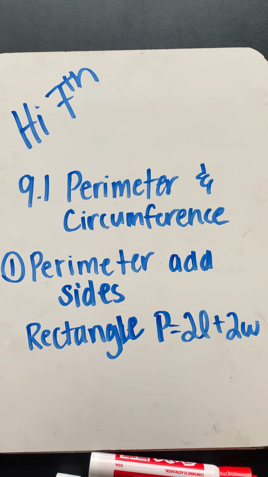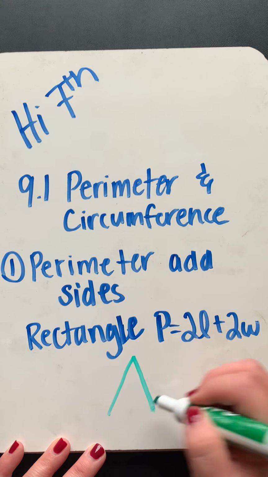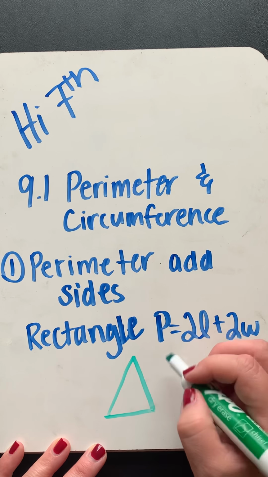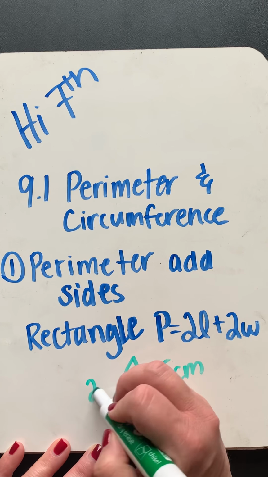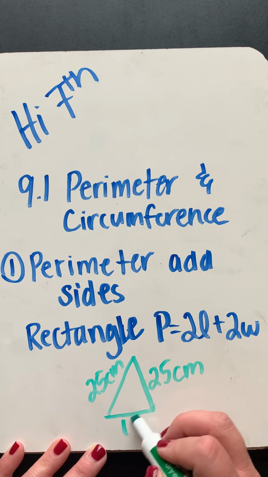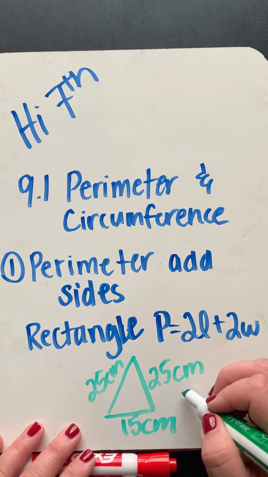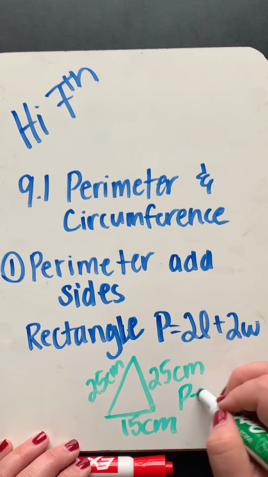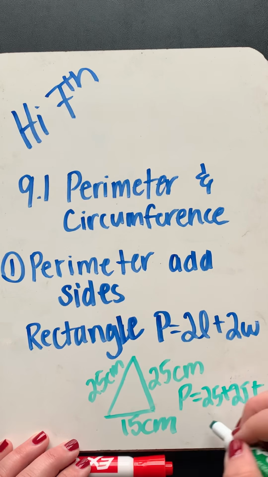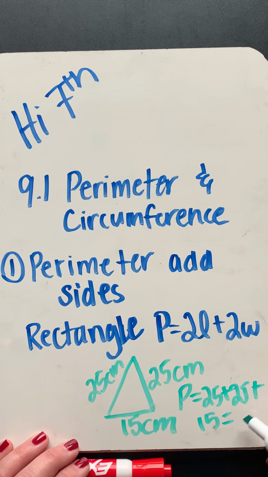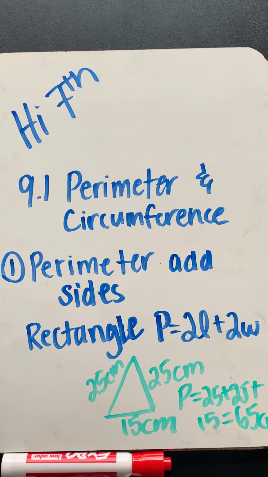Okay, so if we take a quick example and look at, let's say, a triangle, and I have sides of 25 centimeters, 25 centimeters, and 15 centimeters, I'm literally adding those together. So I'm going to say perimeter equals 25 plus 25 plus 15. When you add those together, you get 65 centimeters, okay? Perimeter is as simple as that.